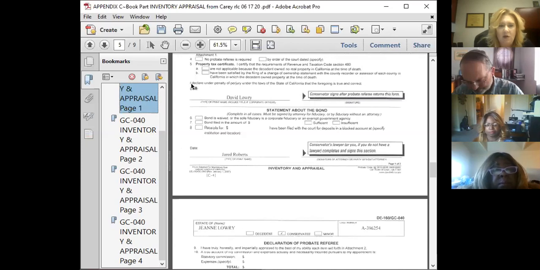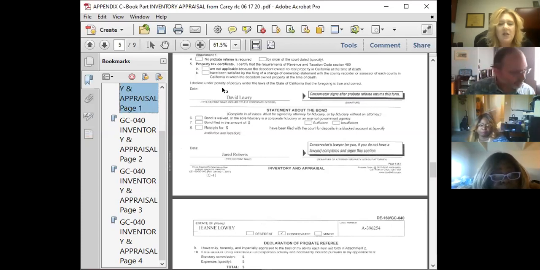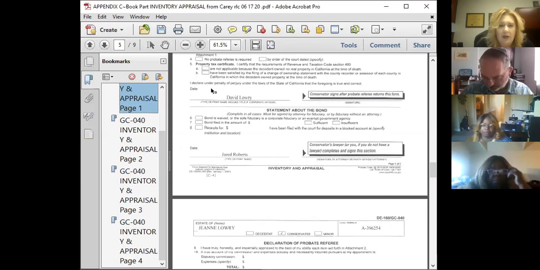Okay, moving down, you will see you're declaring that it's a true and correct statement. You will put a date here, but what's extremely important, and you have to remember this, is you will not sign it until you receive it back from the probate referee. Do not sign it and send it ahead of time. You can date it and put your name here because that doesn't matter, but do not sign it until you receive it back from the probate referee.